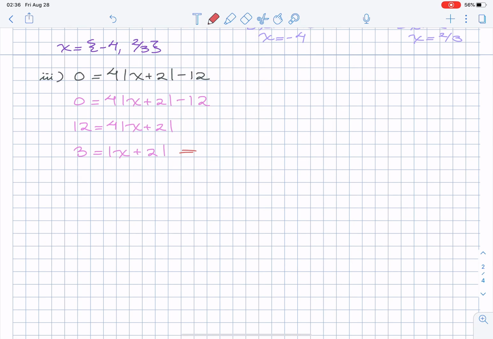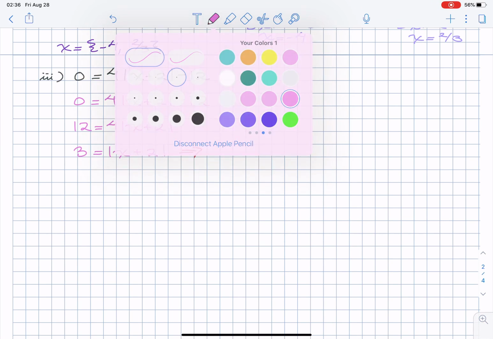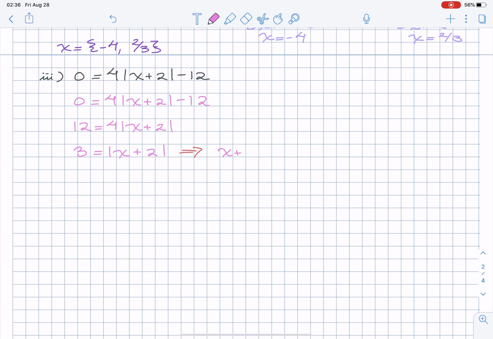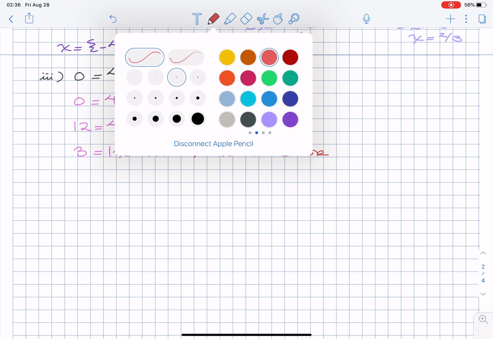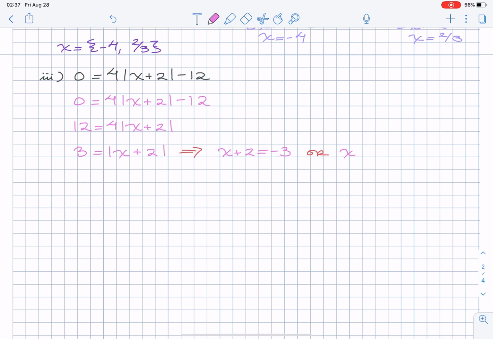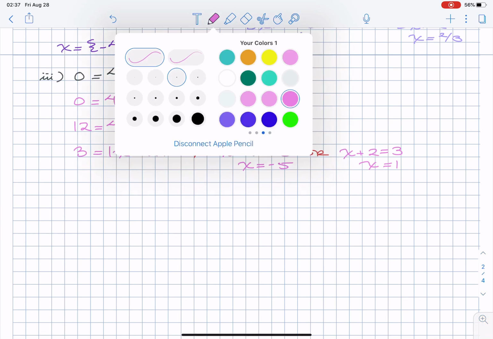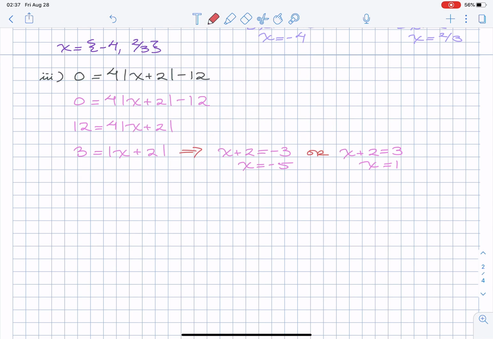Okay, so what that means is what's inside that x plus 2 is either negative 3, or positive 3, because I know that the absolute value of negative 3 is the same as the absolute value of positive 3. Subtracting 2, I get that x is either negative 5 or x is 1. So there we are. That is our solution. We get that x is either negative 5 or 1.